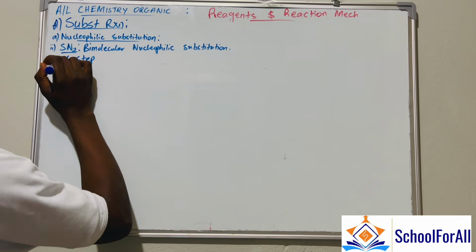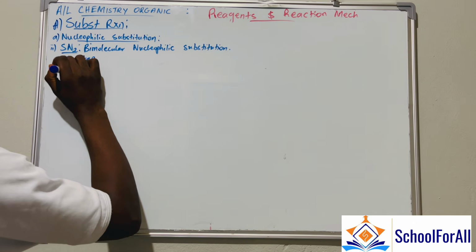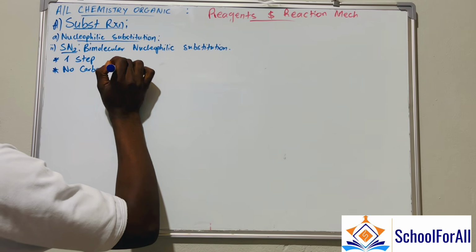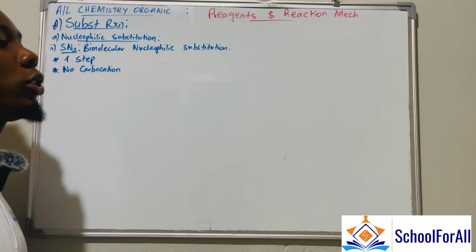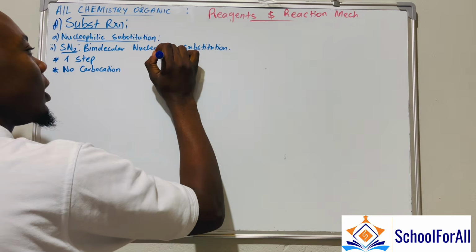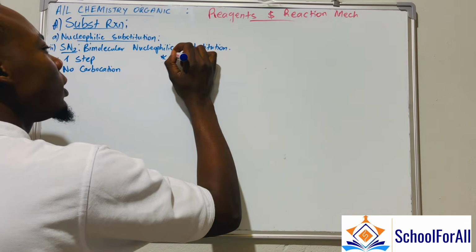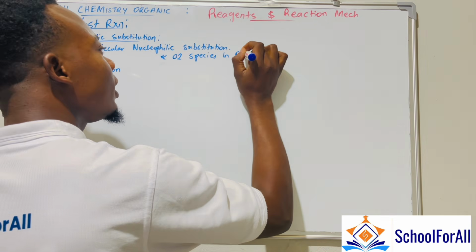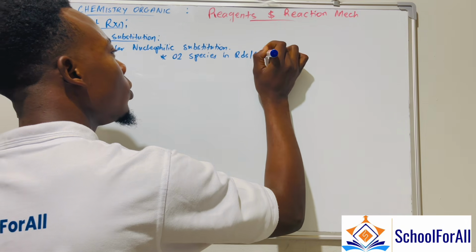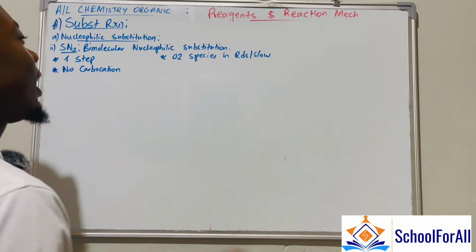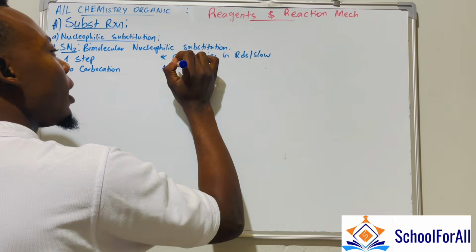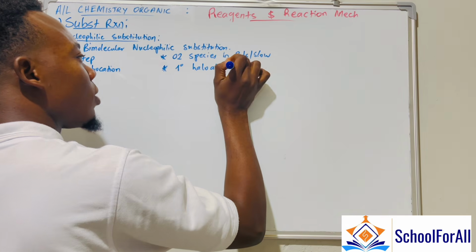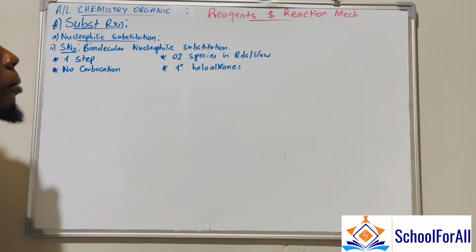The next thing is that in SN2 there is no carbocation formation. Next, it is called SN2 because it has two species in the rate determining step, or the slow step. And the last characteristic is that it occurs primarily for primary haloalkanes. We discussed the different types of haloalkanes earlier.